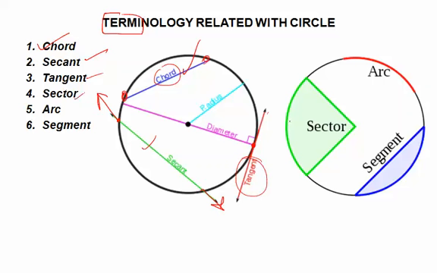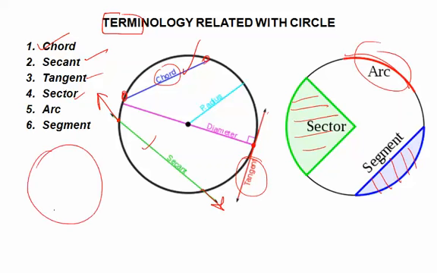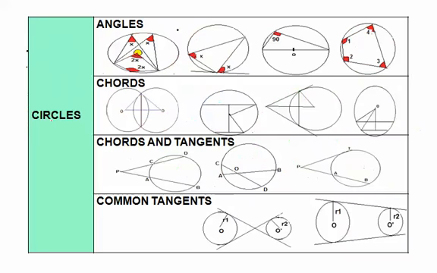What is sector? This part of the circle is known as the sector. This part is known as segment. This part is known as arc. So if your circle is this way, this is your chord. This is your major arc, this part, and this is your minor arc. So please understand these basic terms. Now let's go into the lecture.